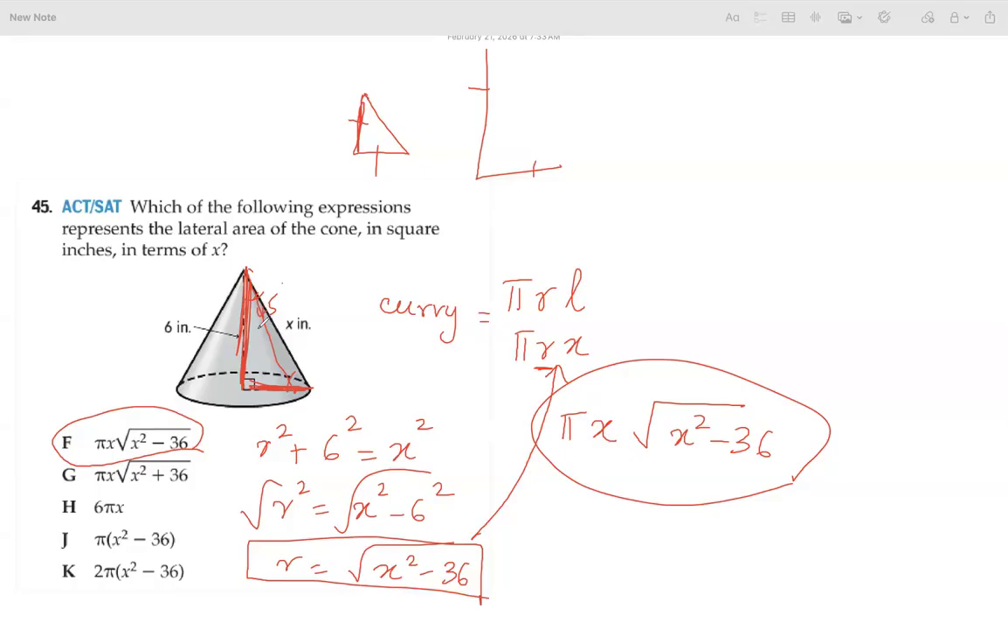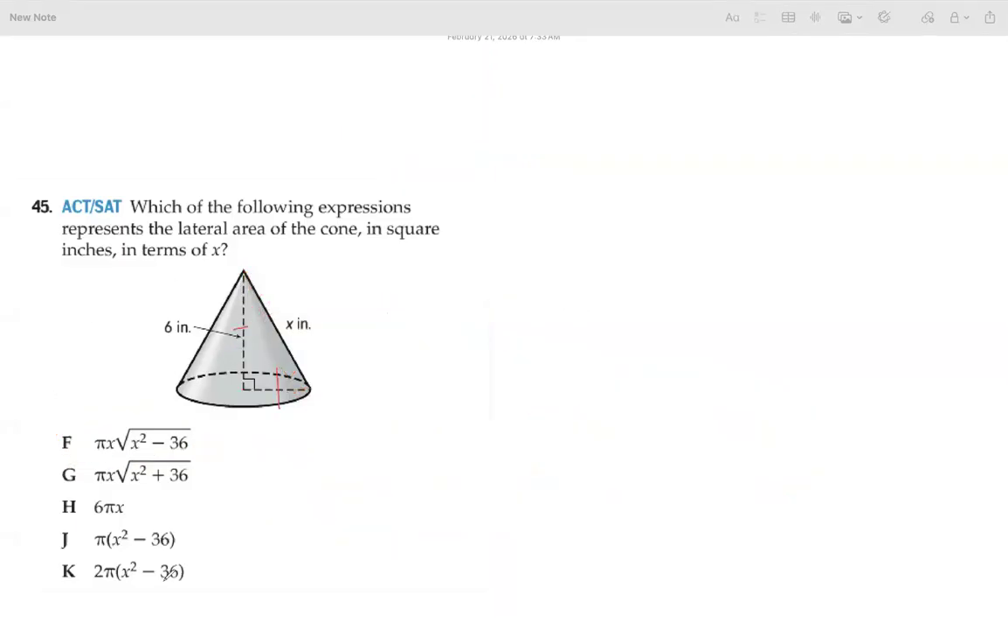If you are using 30, 60, 90 or 45, 45, 90, there should be a way where they have given it. Otherwise, they would have at least marked it like this. Then it is 45, 45, 90. You got it? If they had not explicitly mentioned that, don't believe that. Okay. Now, let's go to this one.